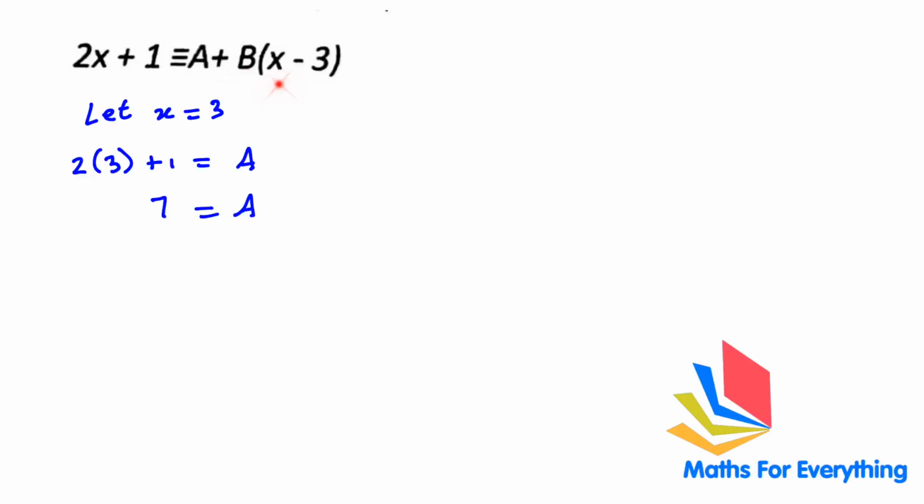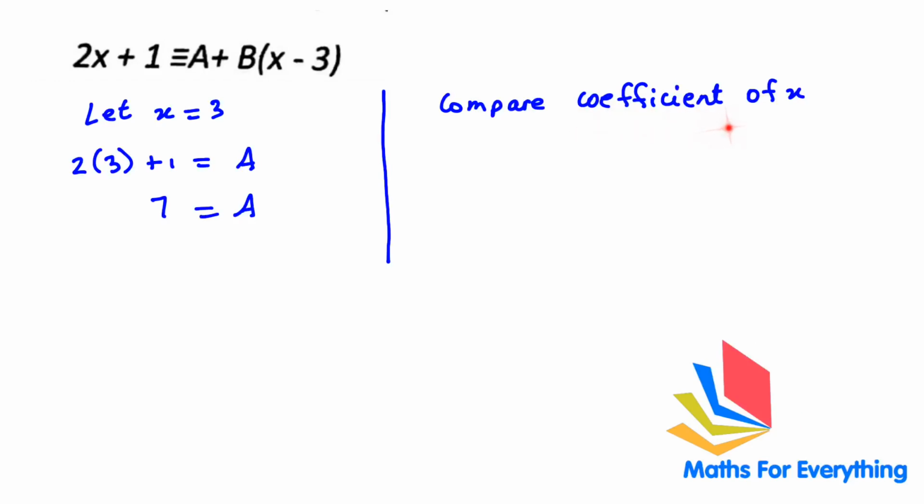Now to find B, we are going to use the comparing coefficient method. If we expand this bracket, what shall we get? B multiplied by x is bx. So we will compare the coefficient of x. What does coefficient mean? The number before something. We want to look at the coefficient of x. What is before x here? 2. So we will write 2 is equal to, we cannot use A because there is no x here.